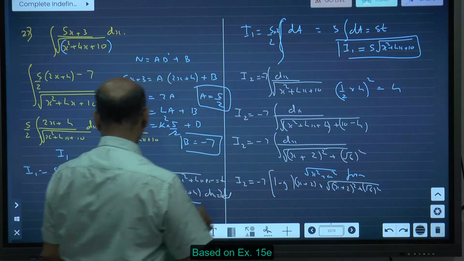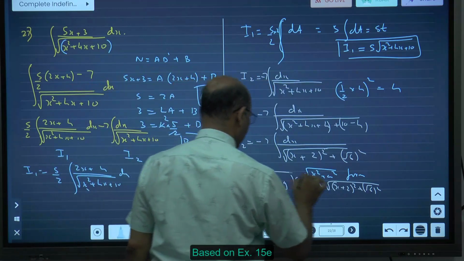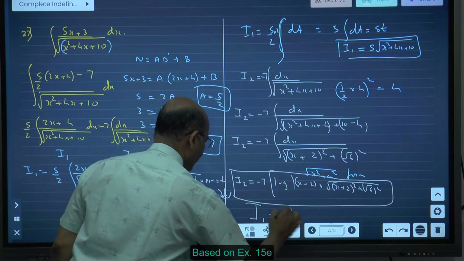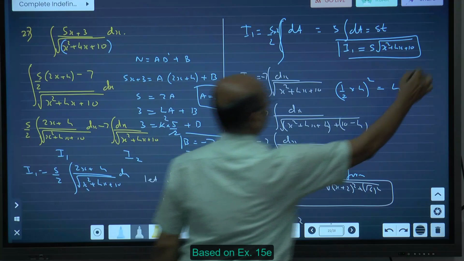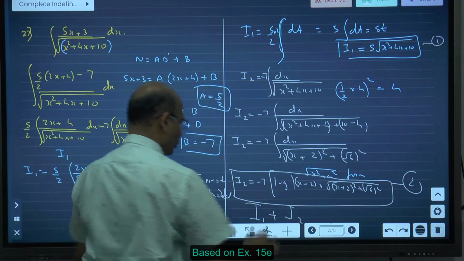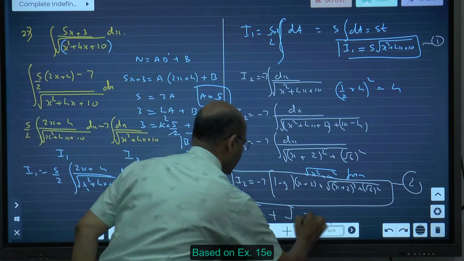So I1 is ready for me, and similarly I2 is also ready. Then the final answer is I1 plus I2, so number 1 and number 2. Adding 1 and 2, we will get the final answer. I did not end it. This is the solution.